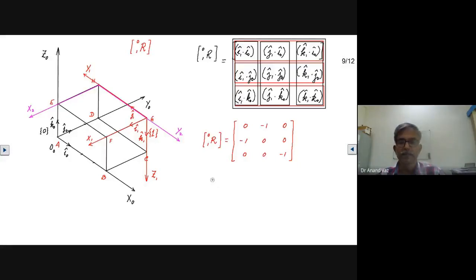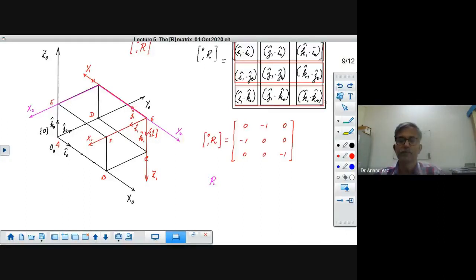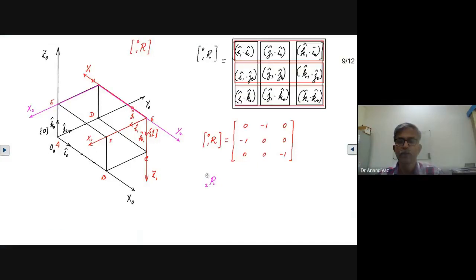The assignment for you is to find out R2 to 0, where 2 is this frame which has been indicated. This is frame 2. The z-axis has not been shown, so you have to find it using the right-hand rule, and work out the components. This is a small assignment for you.